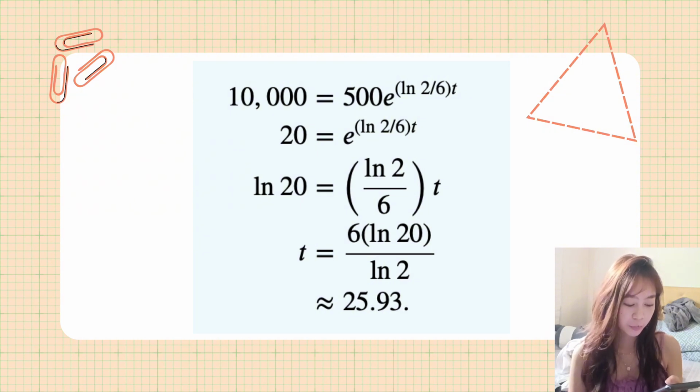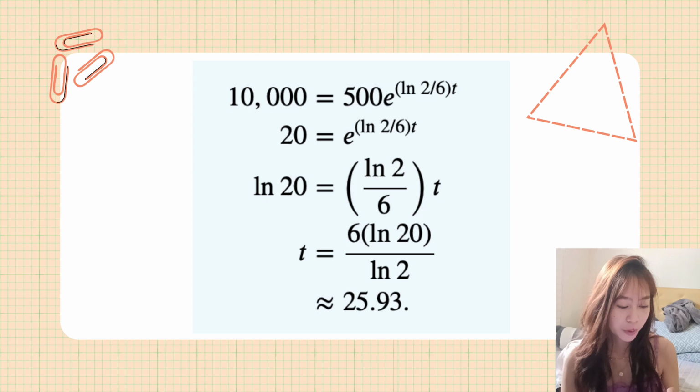To figure out when the population reaches 10,000 fish, we must solve the following equation. 10,000 is equal to 500e to the integral of 2 over 6 times t. 20 is equal to e to the integral of 2 over 6 times t. Integral of 20 is equal to integral of 2 over 6 times t. For now, t is equal to 6 times integral of 20 over integral of 2. And with that, the final answer is 25.93.